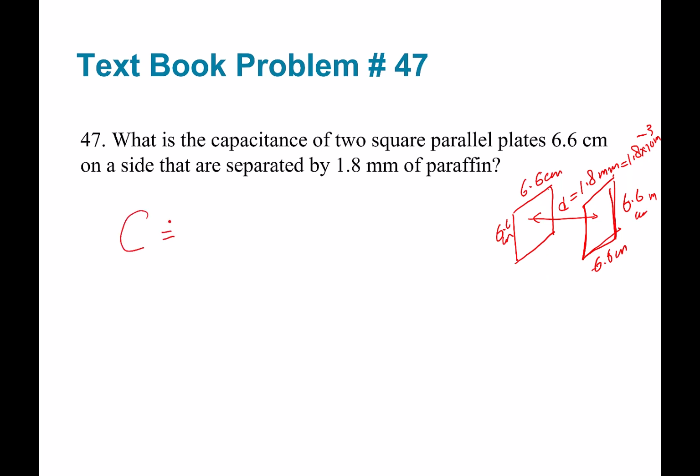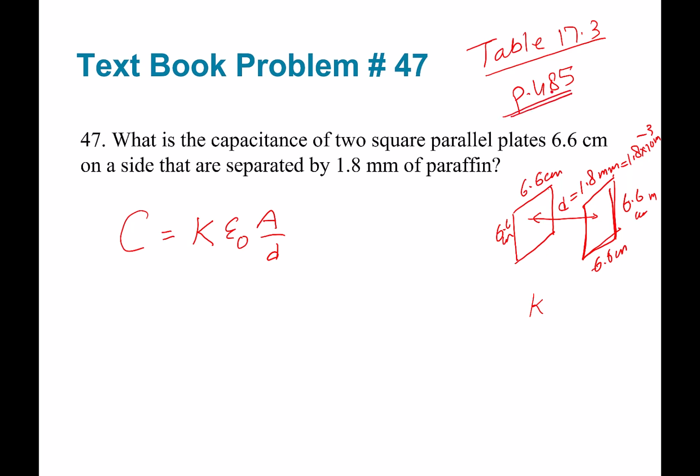Now that a medium is inserted in it, we have to put the K here because a dielectric medium has been inserted. For paraffin, if you look in the table in your textbook, the table gives the values. For all dielectrics, please go to table 17.3 in your textbook, page 485. It will give you the values for different types of materials that can be inserted, and for paraffin, it is 2.2.